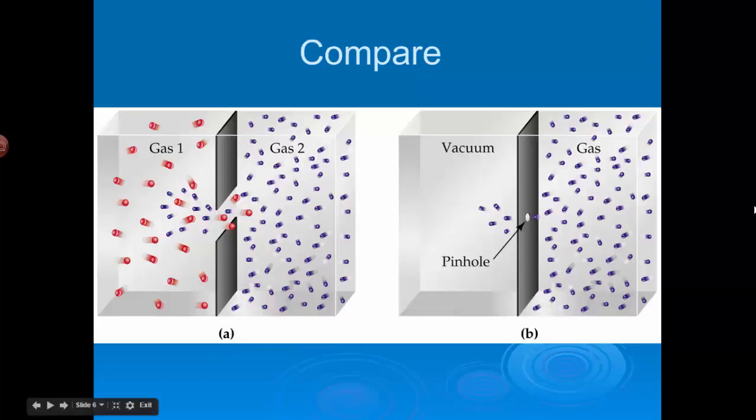So the difference between these two here is if you have, for example, gases mixing, they're going to have to collide with each other, and it's going to take longer. Whereas if you have gas just traveling through a pinhole into a vacuum, it should go fairly quick.